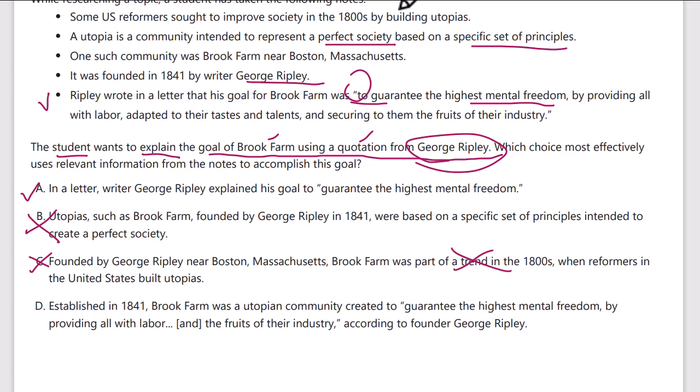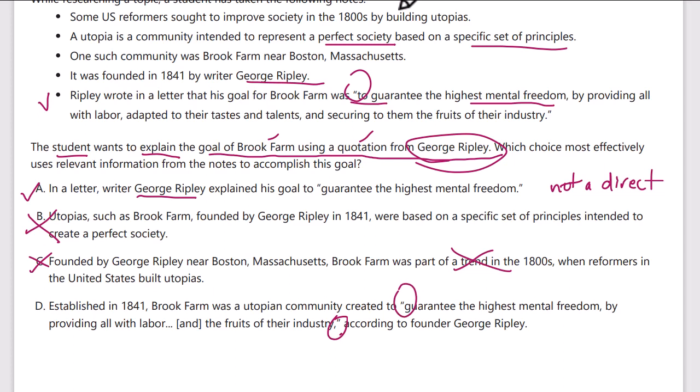This is not bad. Hold on, let's take a look here. He wants to explain the goal of Brook Farm using a quote from George Ripley. Writer George Ripley explained his goal to. This is not exactly a quote. This is not a direct quote. So one problem here is not a direct quote from George Ripley. Okay? This is, quote. This is a direct quote.